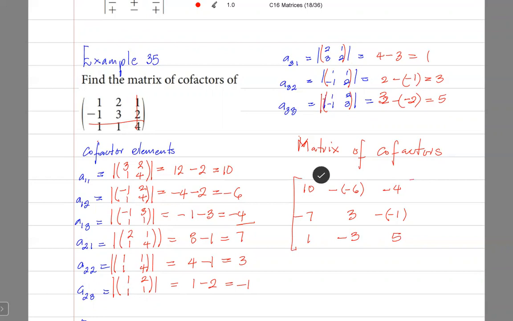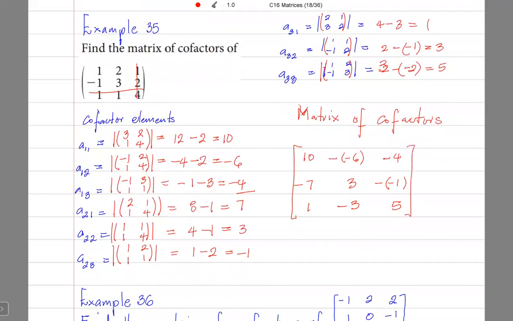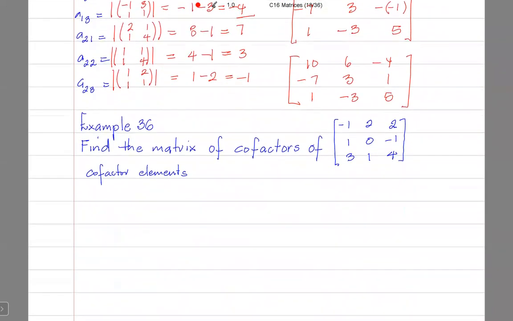So finally, what this will look like is 10, 6, minus 4, minus 7, 3, 1, 1, minus 3, 5, and this would be my matrix of cofactors. All right, so for now, we just need to practice how to derive the matrix of cofactors. As we progress a little further, we'll see the usefulness of it.